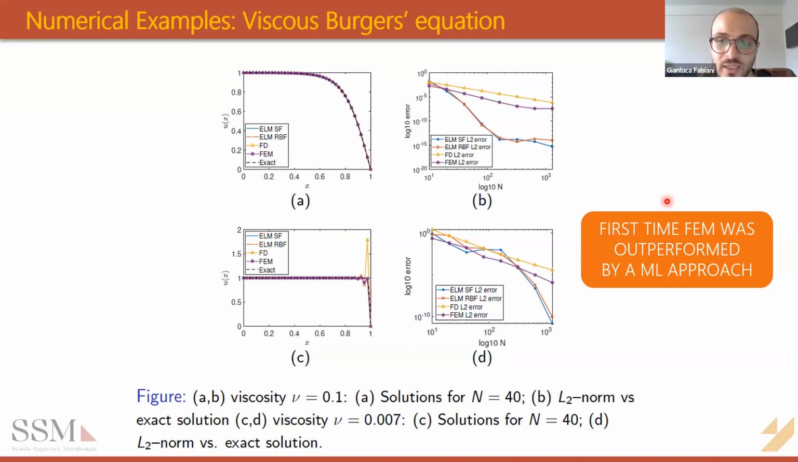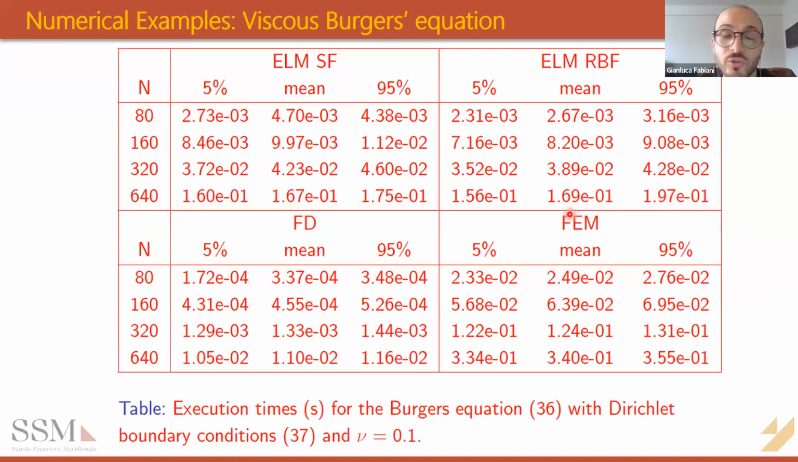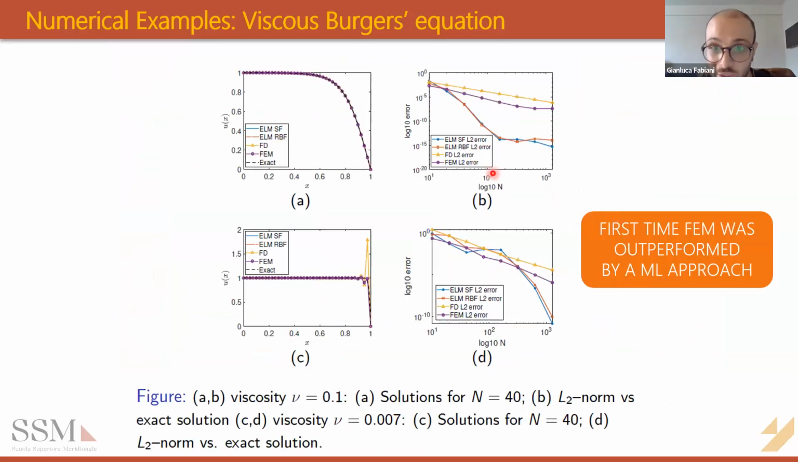But why can I say outperform? Because if we look at the computational time of this approach, we can see that we need less than 1 second, a time of the order of 10 to the minus 3, up to 10 to the minus 1 for a bigger grid. This is comparable with finite differences, but sometimes even better than finite elements. So we can get, in less computational time, a much better solution.